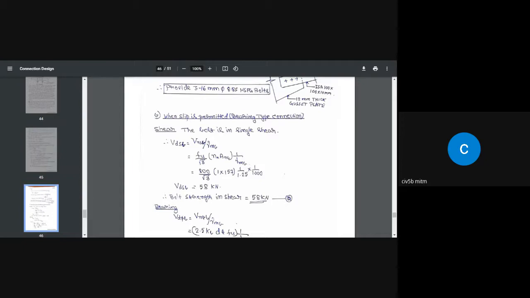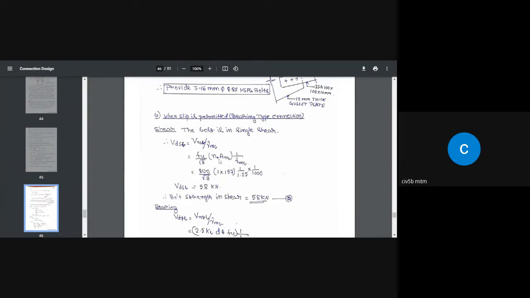So where did we get this? Again, if you go back to page number 75 in the code book under 10.3.3, you will see Vnsb = nn Anb + ns Asb. Here ns I'm going to take as 0, because we assume that the shear plane is passing through the threaded area but not the shank area. So when it is not passing through the shank area, ns will automatically become 0. So we are left with only nn Anb.